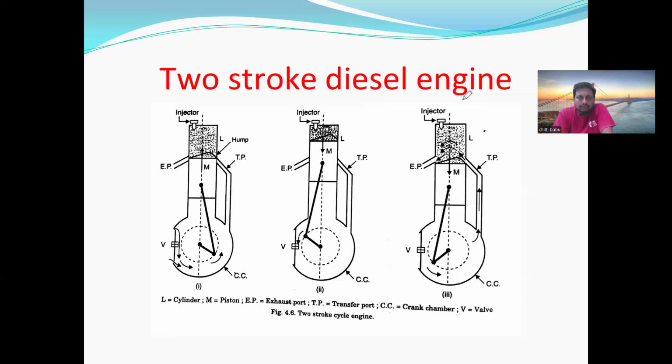So in the four-stroke engine, we have an inlet valve and exhaust valve, and those valves are operated by a camshaft. Here in the two-stroke, the inlet port, transfer port, and exhaust port are covered and uncovered due to the movement of the piston only. So I hope you are understanding the concept of the two-stroke engine and four-stroke engine.